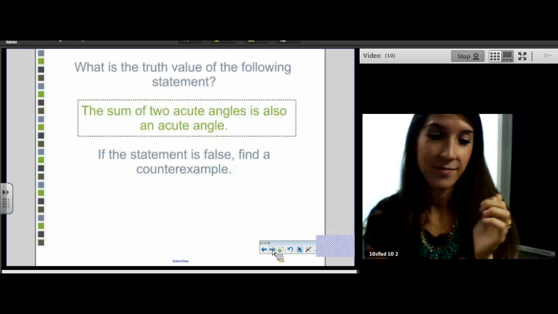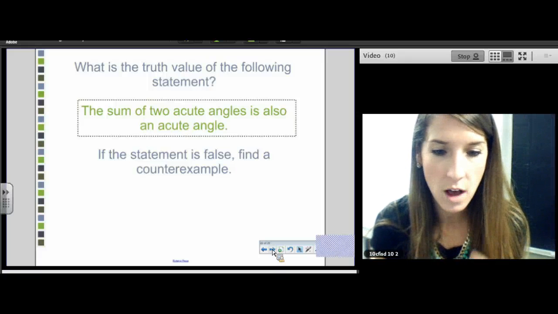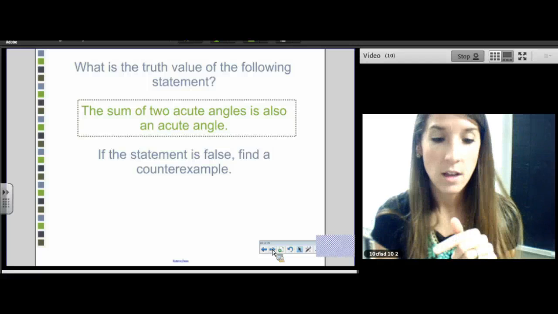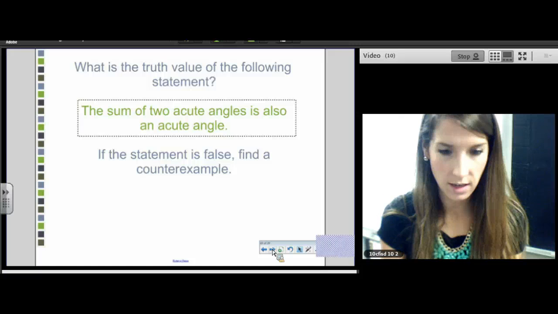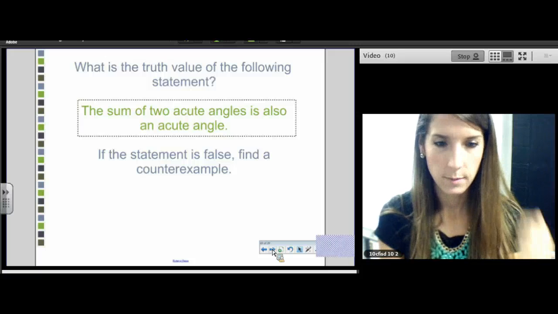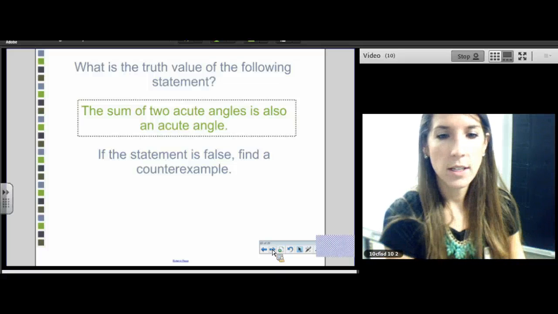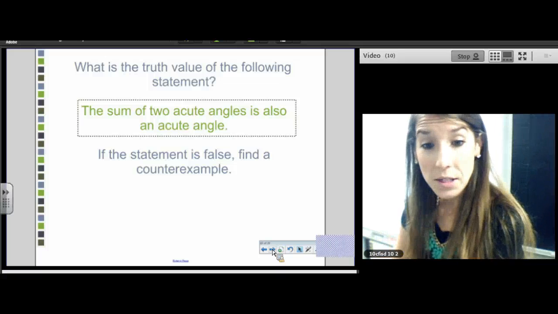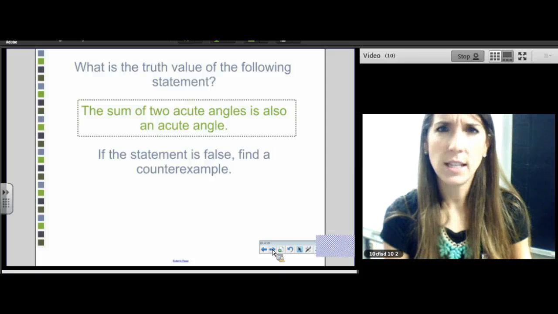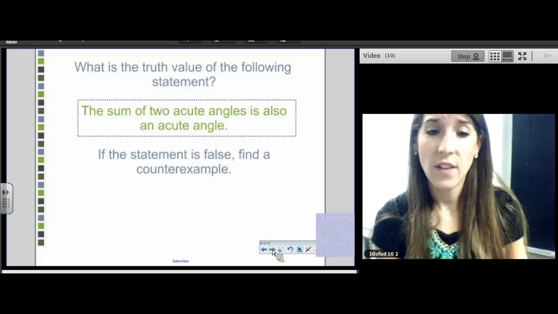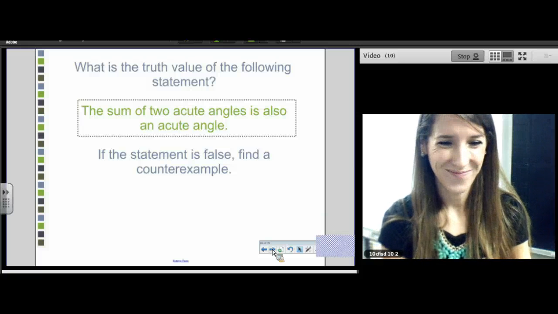Next one. So it has to look like intersecting lines, but the angles opposite have to be, yes. Not even just look like intersecting lines, it has to be intersecting lines. Yes. What is the truth value of the following statement? The sum of two acute angles is also an acute angle. So remember, truth value means is it true or is it false? And if it is false, there better be a counterexample. You better have one ready to go.